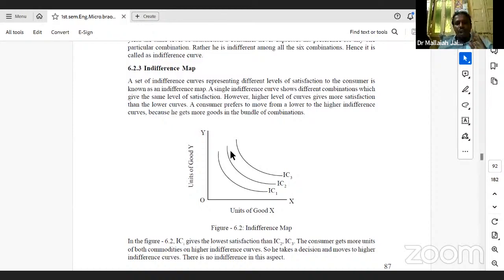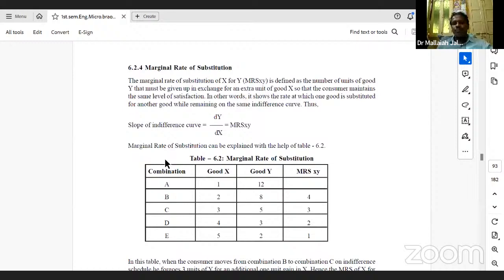Here we have to remember one thing: a higher indifference curve gives a higher level of satisfaction, a lower indifference curve gives a lower level of satisfaction. So IC3 gives more satisfaction than IC2 because it is higher, and IC2 gives more satisfaction than IC1 because IC1 is lower and IC2 is upper. So you have to remember, a higher indifference curve gives a higher level of satisfaction, a lower one gives a lower level of satisfaction. That is clear? Okay, sir.